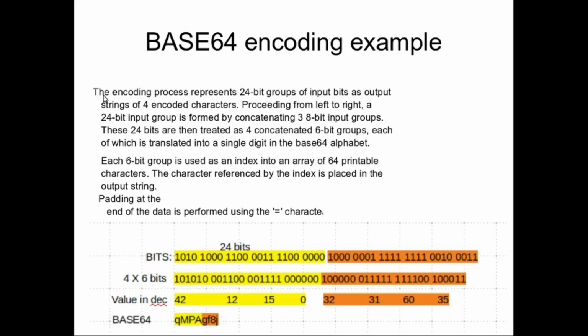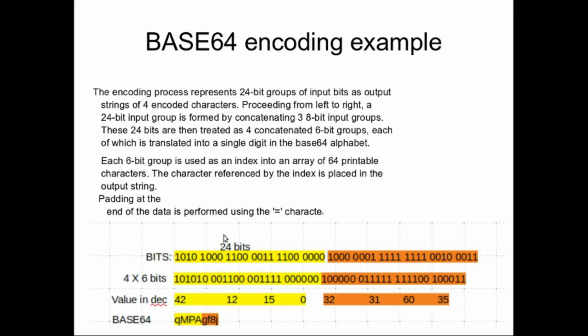In base64 encoding, we take 24 bits. From big streams of hundreds or thousands of bits, we just take 24-bit groups of the input, and then take 6 bits out of each and represent a character. So we make 4 groups of 6 bits from these 24 bits, and then we convert each to a character.